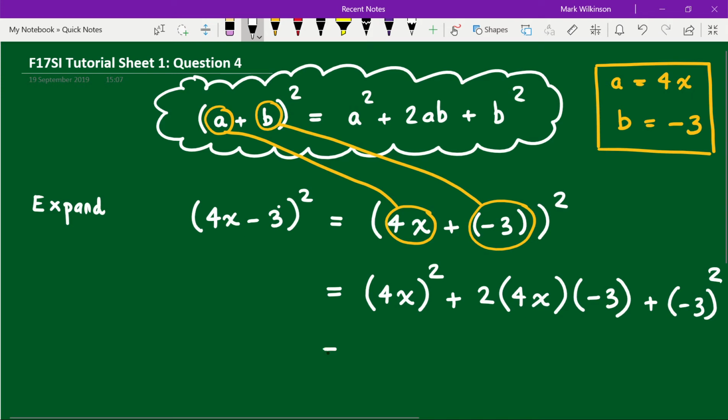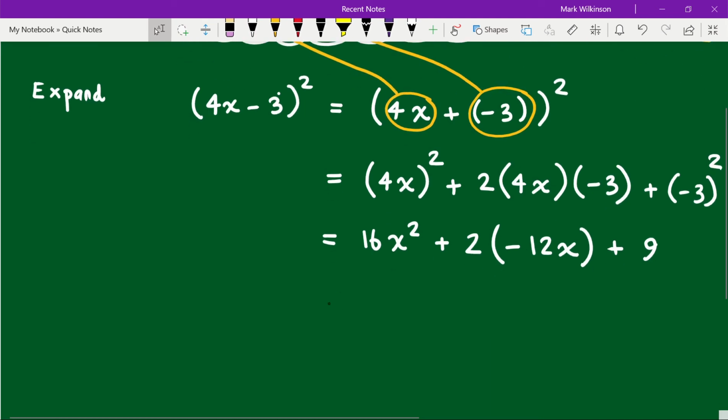Okay, to simplify this further, (4x) squared, remember when you raise a number to the exponent 2, it's the same thing as multiplying the number by itself. So (4x) squared is the same thing as 4x times 4x. 4x times 4x is 16x squared. The next term, we'll take it stage by stage. This is the same thing as 2 times 4x times negative 3, that is negative 12x. And then we're adding on (negative 3) squared, that's exactly the same as adding on 9.